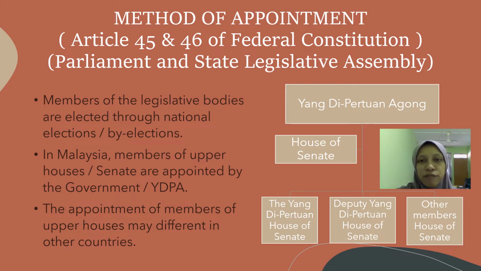The appointment of members of the upper house may be different in other countries. The House of Representatives has 222 elected members, and each member represents a parliamentary constituency. A general election is held every 5 years to elect members of the House of Representatives.